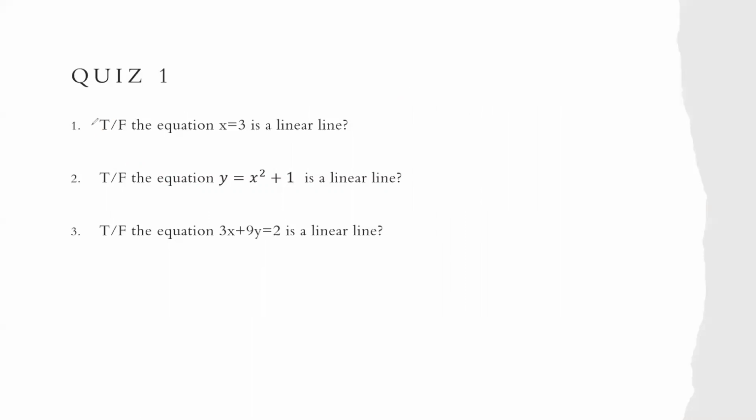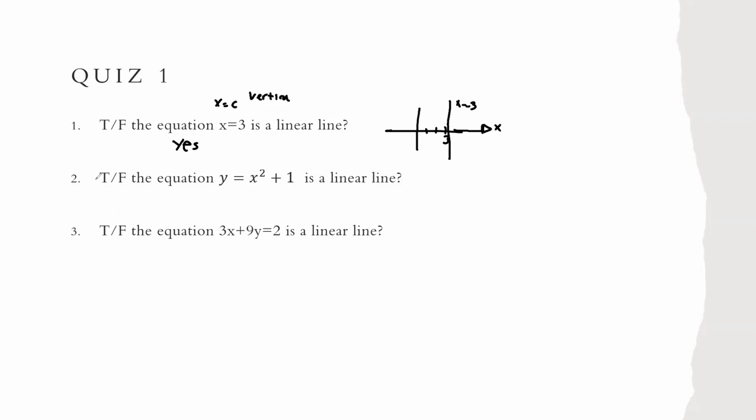The first part says true or false: the equation x equals 3 is a linear line. Go ahead and pause if you need to. What do you think? I think it is. Yes. This is x equals a constant, so you know it's going to be vertical. It would look something like this. So this is x equals 3. It's a vertical line. It's still part of the linear function family.